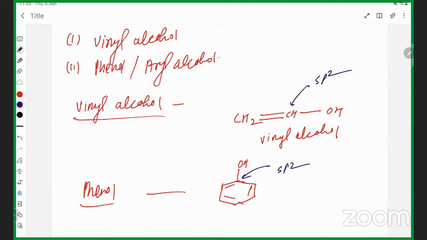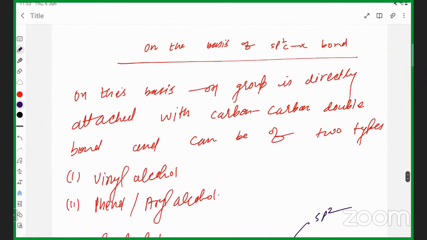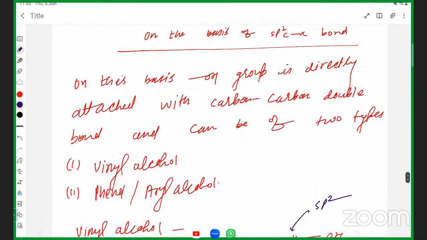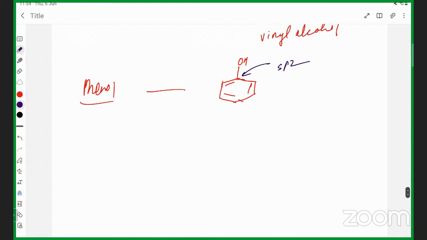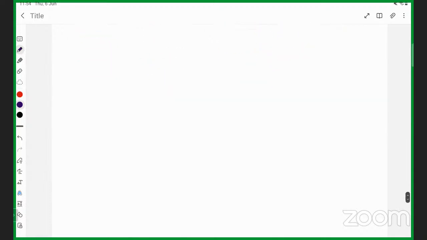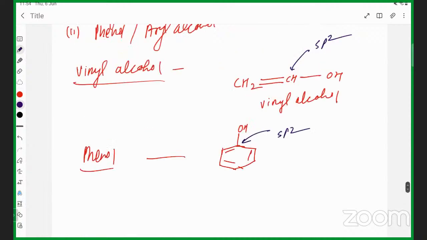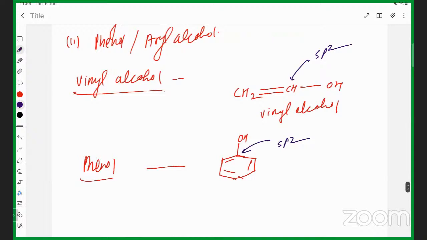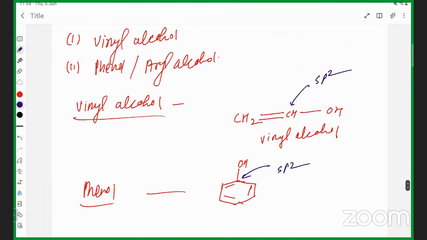Sir, scroll a bit upwards, sir, the classification. Done, sir. Thank you. Sir, you can show me the vinyl alcohol and phenyl alcohol once. Example, I have to this one. Then done. Done, sir. Thank you. Okay.